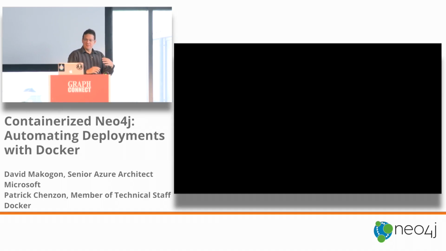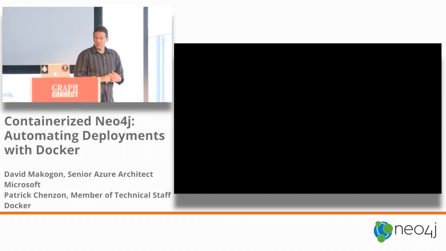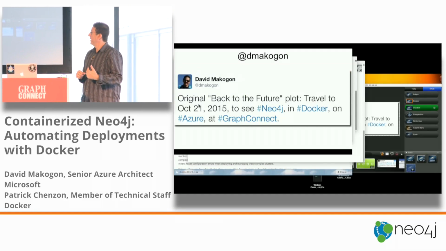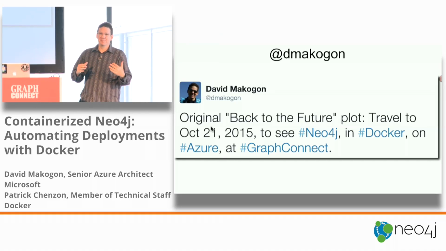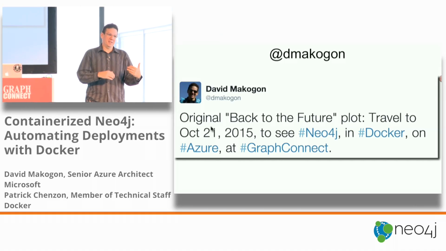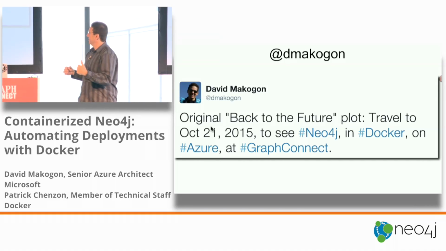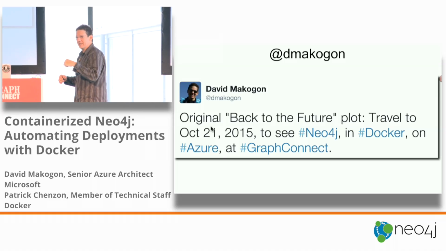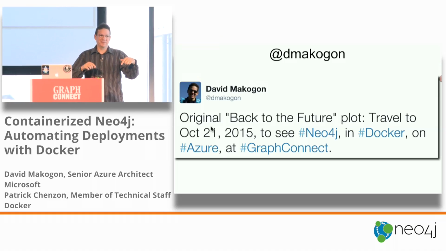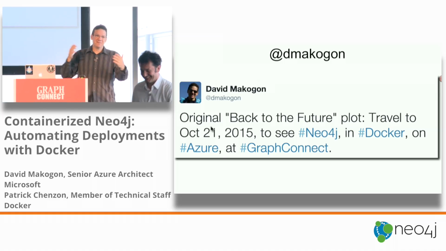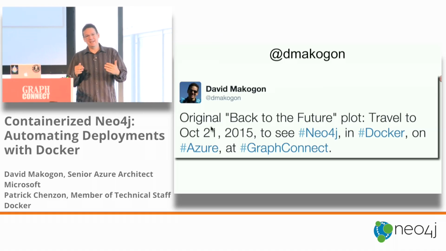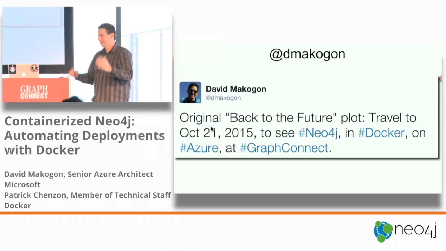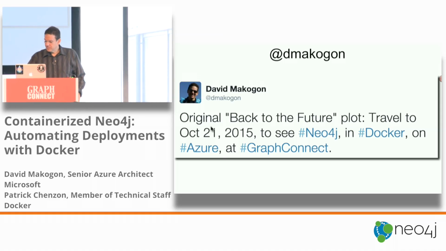the focus of this piece is, first of all, I just wanted to point out that the original script of Back to the Future, of course, is that they show up at this date to see Neo4j in Docker on Azure at GraphConnect. So that was the official plot, and they're like, no, people won't get that yet. We haven't invented this tech yet, so we'll just make up hoverboards.